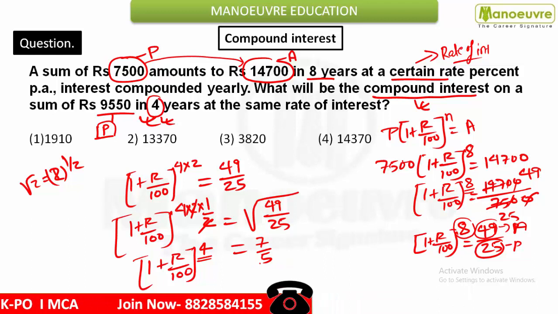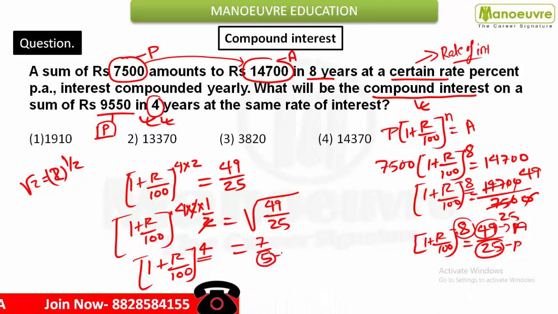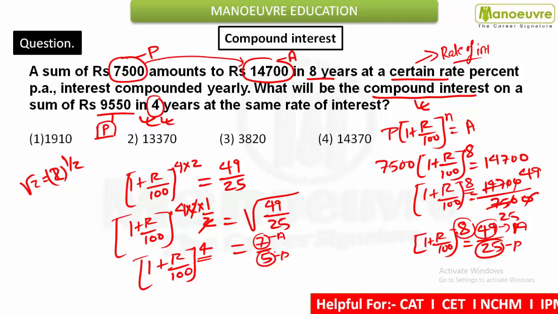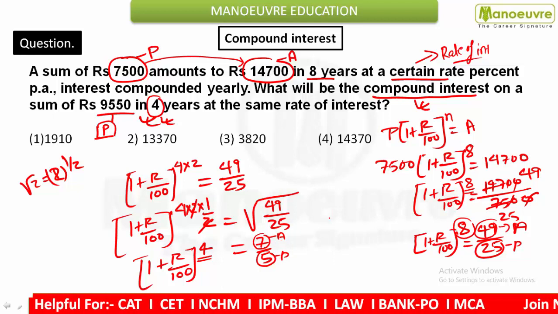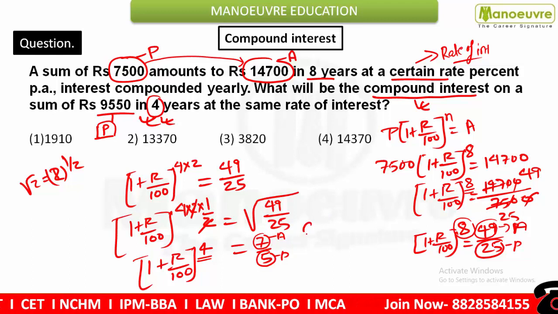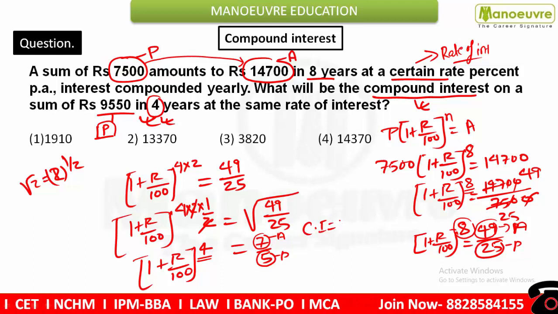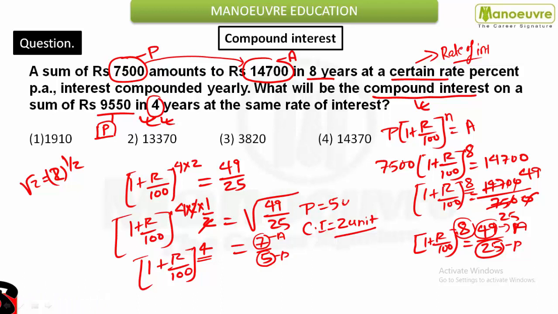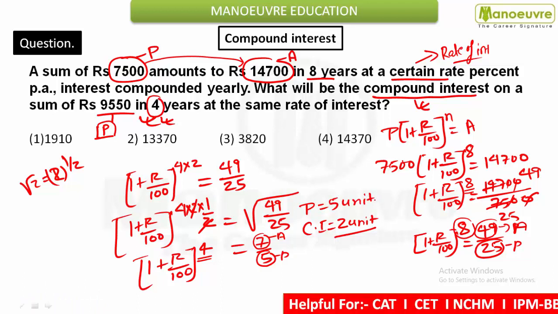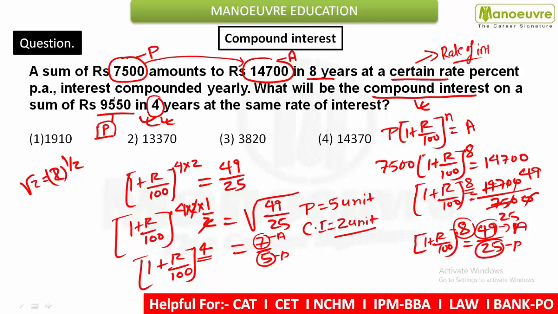Okay, so hope you are clear. This is the ratio: this is your principal, and this is your amount. So what will be your compound interest? Means the difference between amount and principal is nothing but the compound interest. So I can say compound interest will be nothing but 2 units, right? And here principal is what? 5 units. Is it correct?